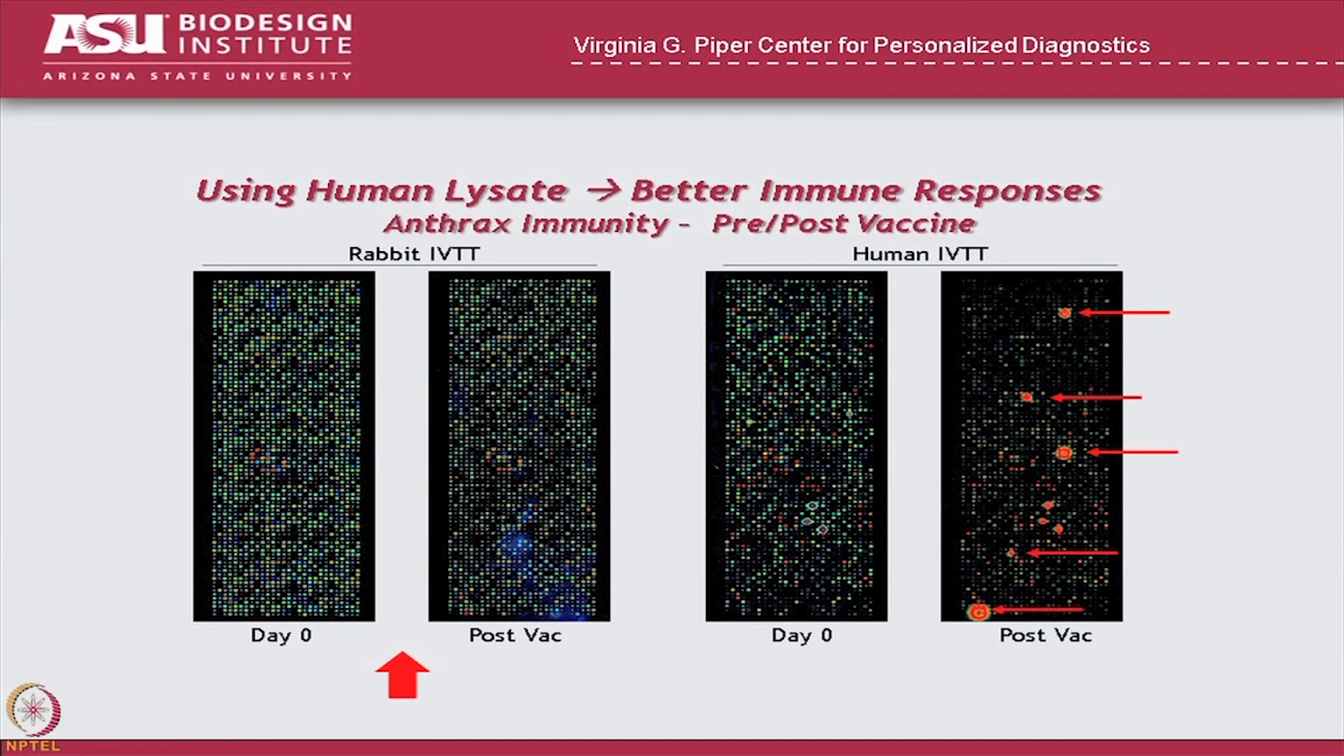So one of the problems that we used to see with rabbit reticulysate was every once in a while when we were looking at a person who was vaccinated against anthrax, even after vaccine, we saw no response on the chips. If we made the same chip with human lysate, we saw very good responses. Probably what's happening is that in the rabbit lysate, because it's from blood, there may be inhibitors of immune response there, and those were blocking it on the chips. But the human lysate comes from a purified cell line. There's no immune system around, and so you don't get that problem.